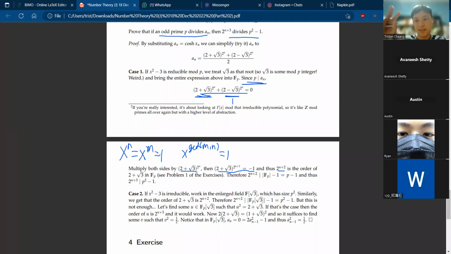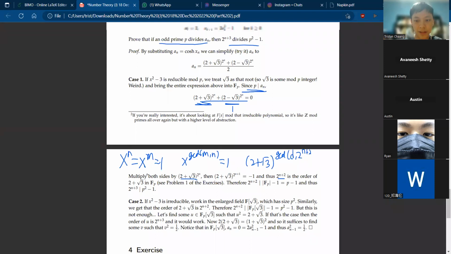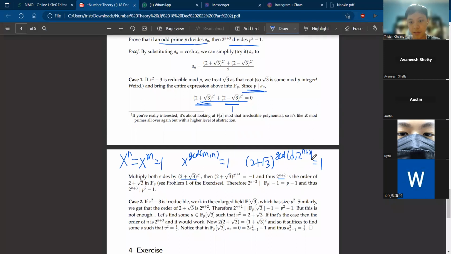By adjusting how many times we add the multiple of m and how many times the multiple of n, we can get the GCD. So if the order of this number is d, that means (2 plus square root 3) to the power of GCD of d and 2^(n+2) is 1.